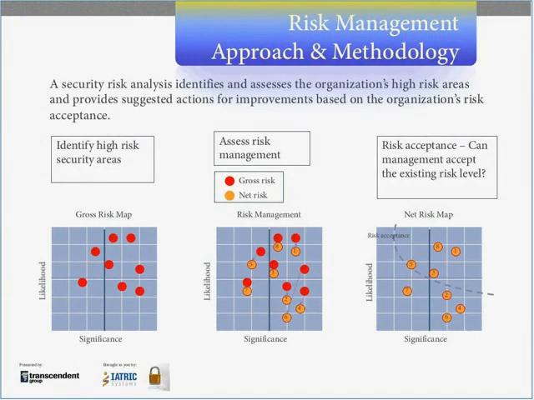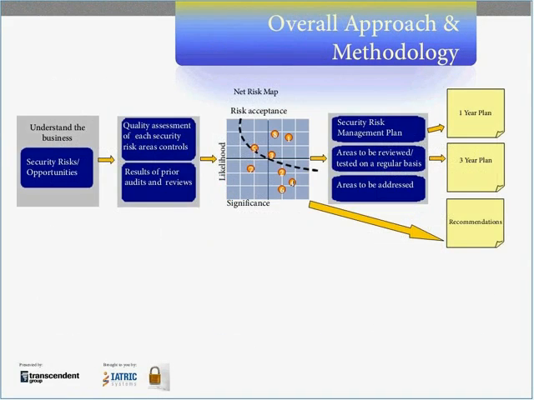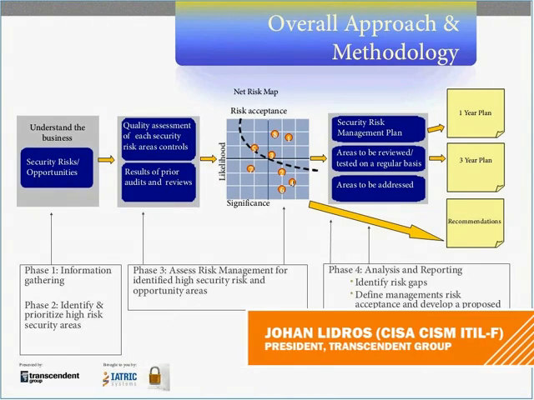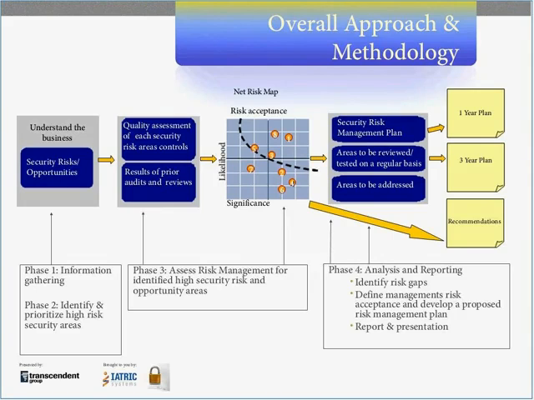So now we know the overall methodology. So how do we do this in practice? Let's walk through this. Initially, it's a 4-phase approach. The first phase is information gathering of the organization: what systems and business processes we have. In the second phase, you identify and prioritize your high-risk security areas.